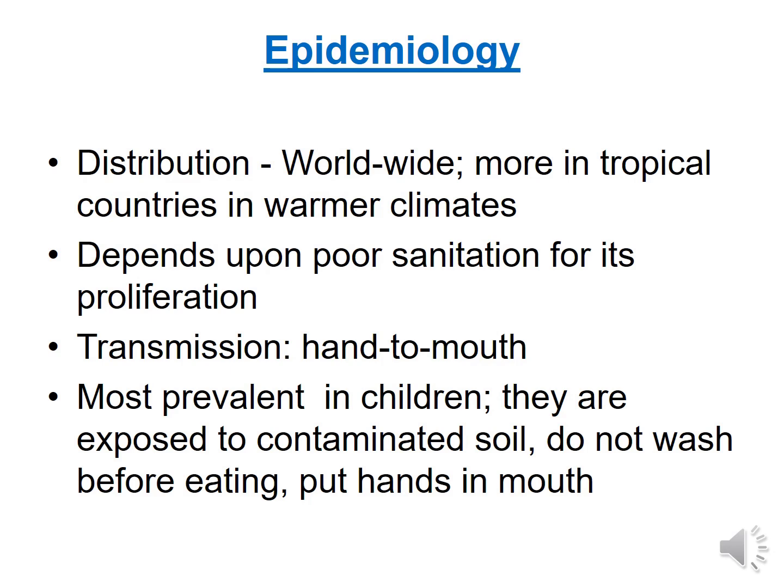Epidemiology. Distribution of this worm is worldwide, seen more in the tropical countries in warmer climates, and also depends upon poor sanitation for its proliferation. So in poor hygienic conditions, they are more transmitted. Transmission is hand to mouth, and this is most prevalently seen in children because they are exposed to contaminated soil. Children do not wash hands regularly before eating, and they have a habit of putting hands in the mouth. So for these reasons, this infestation is more seen in children.